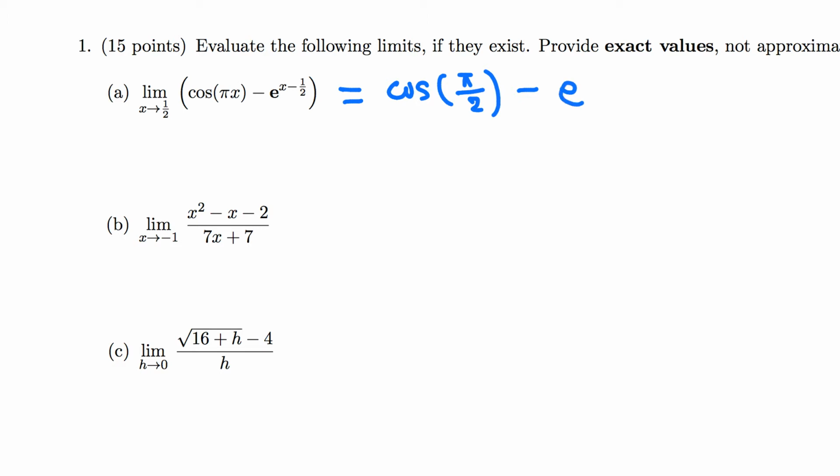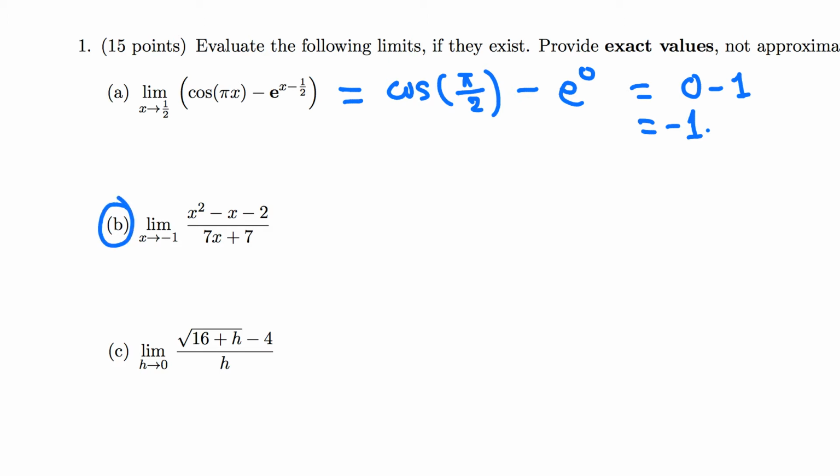minus e raised to 1/2 minus 1/2. Okay, 1/2 for x, 1/2 minus 1/2 is 0. Cosine pi over 2, we know that value is 0. Cosine pi over 2 is 0, minus e raised to 0 is 1. Any number raised to 0 is 1, so 0 minus 1 is -1. Final.